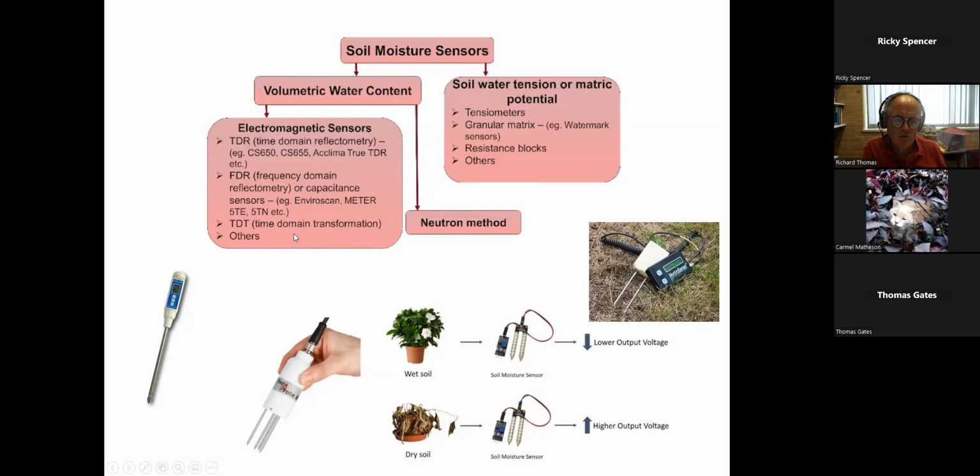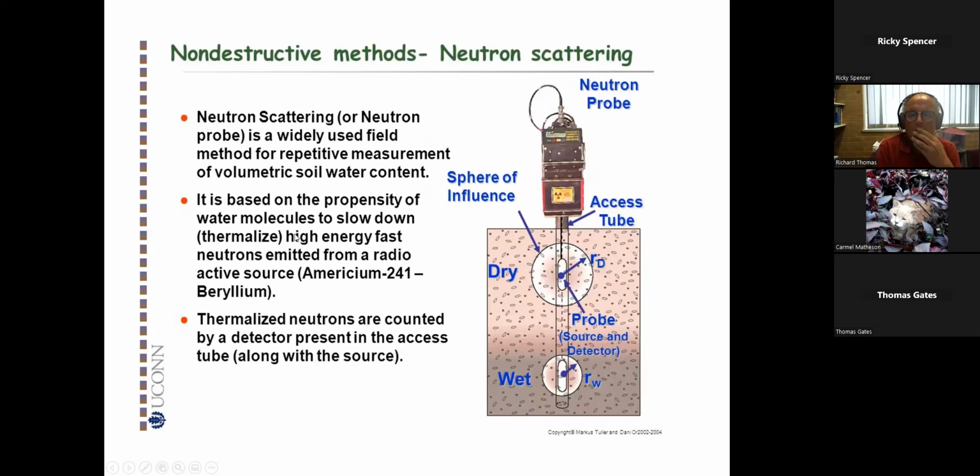Yeah, these are the instruments that you can use. Oh, here's the neutron probes. Okay, so this is how you're doing it. This is called neutron activation analysis. What makes it handy is that it is highly accurate and highly precise.